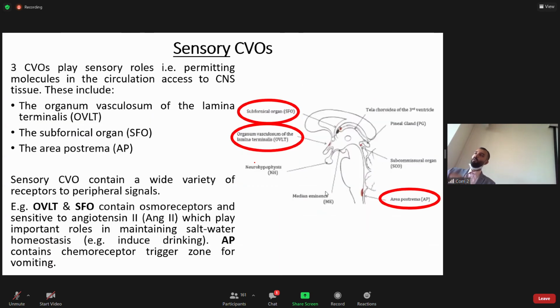So some play sensory roles, where they sample the blood in order to detect things, like the organum vasculosum and the subfornical organ. They contain osmoreceptors, which sense changes in salt and water levels, and they contribute to inducing our drinking behavior. The area postrema has receptors which detect the presence of toxins, and it is known to contribute to our vomiting behavior.